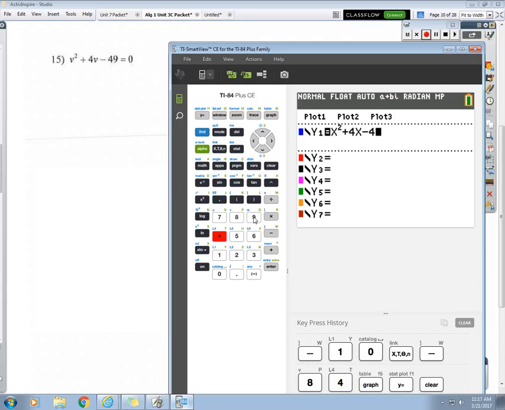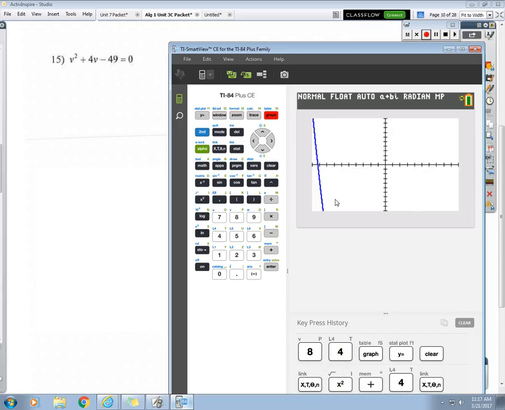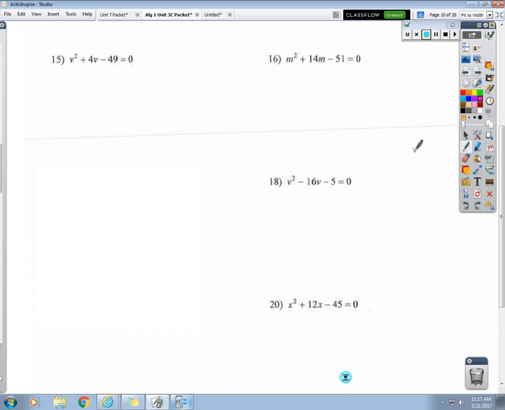minus 49. We see it cross the x-axis at least right there and right there, but are those at whole number locations? No, and that confirms for us that we're not going to be able to think of two numbers that multiply to that and add to that, so we have to complete the square. So, Benny, the first step to complete the square is to add this constant to the other side. Okay, so what will it look like when I've done that?